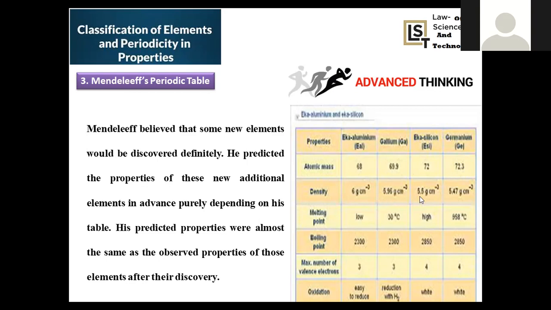And the density is also in the same region as what is expected, what is calculated, right? And melting point values, boiling point values, the maximum number of valency electrons present in their outer level, what he expected and what was invented later, all are exactly resembling. That indicates his advanced thinking level.